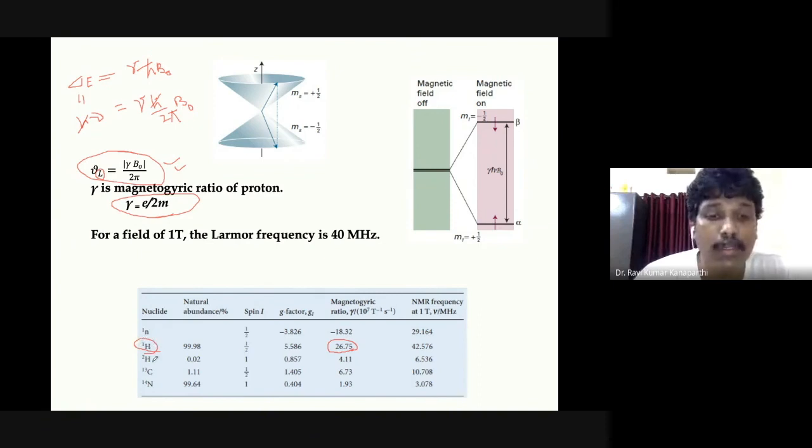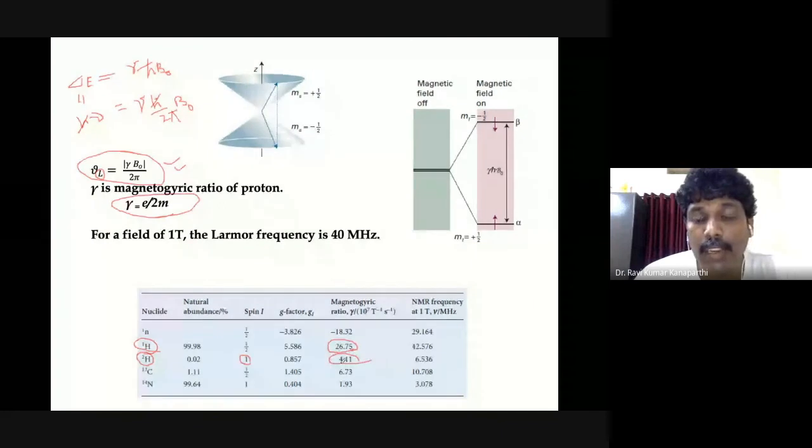We just go to the next one. The next one is deuterium. Deuterium, its spin is 1, and its gyromagnetic ratio is 4. Carbon-13, you go there. Carbon-13 and proton, both you try to match up, and then you have 6.73.